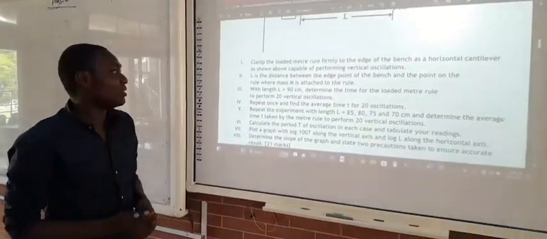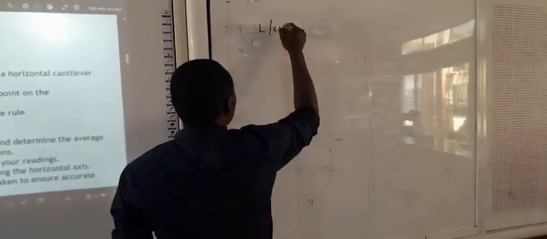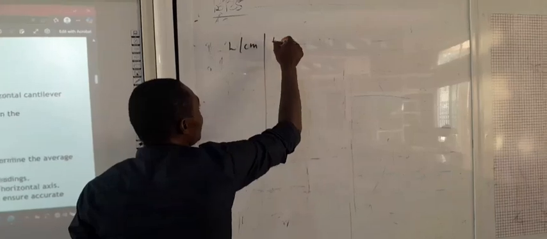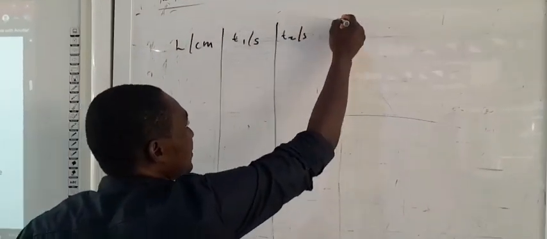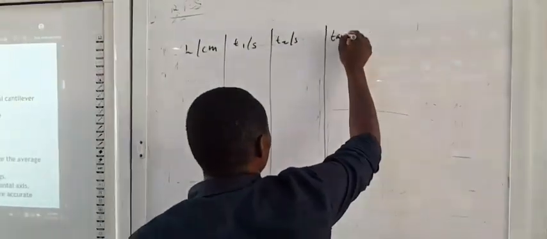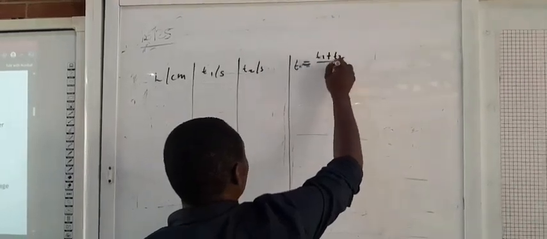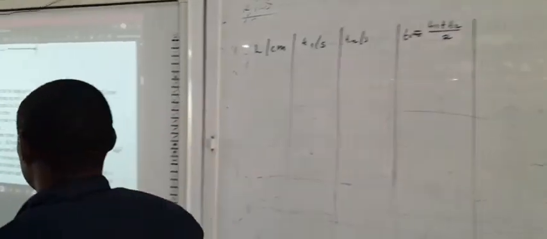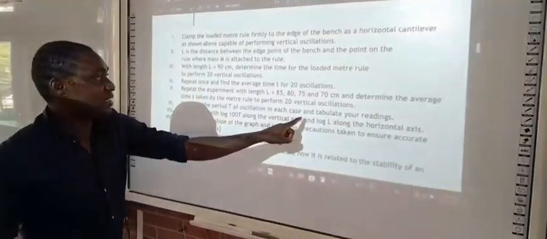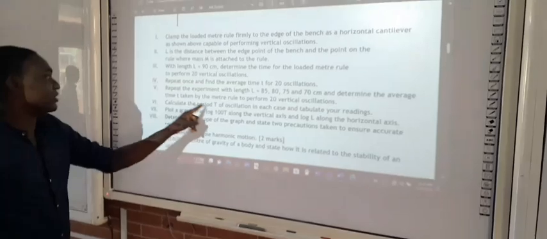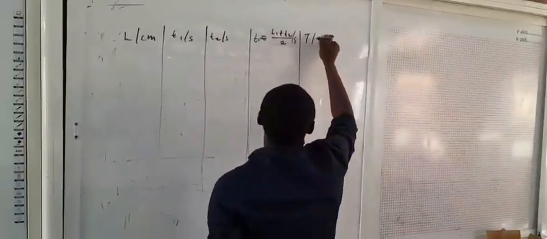So I'm going to have my time taken twice. So I'm going to have this L in centimeter. So I'm going to have T1 in seconds. Then I'm going to have T2 in seconds. And I have T average, or just T, is equal to T1 plus T2 divided by 2. Then let's see again. So we are going to calculate the period T of oscillation in each case and tabulate it. So I'm going to have T on that table. So this is in seconds. Then I have T in seconds.